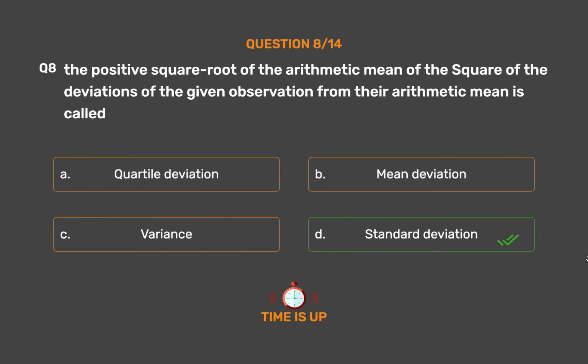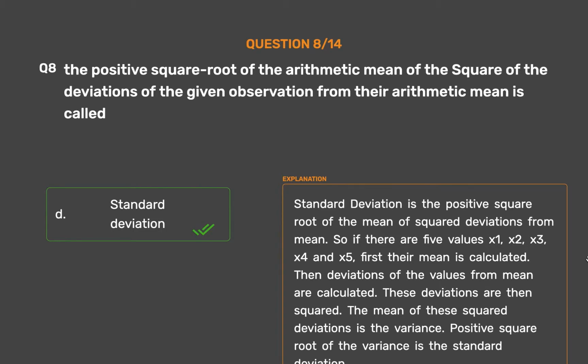Standard deviation. Standard deviation is the positive square root of the mean of squared deviations from mean. So if there are 5 values x1, x2, x3, x4 and x5, first their mean is calculated. Then deviations of the values from mean are calculated. These deviations are then squared. The mean of these squared deviations is the variance. Positive square root of the variance is the standard deviation.